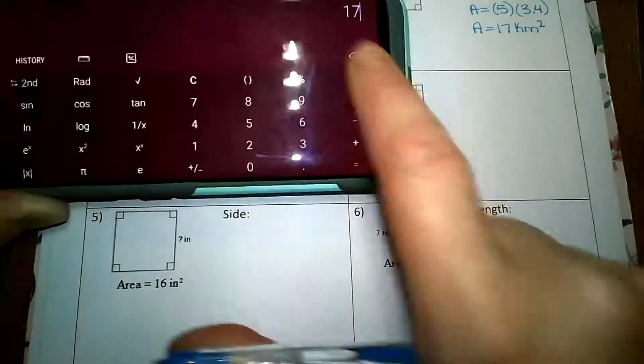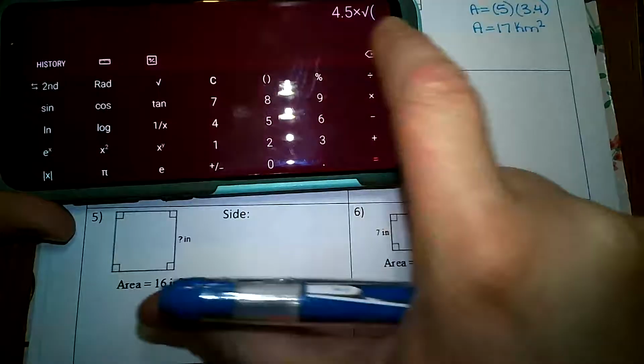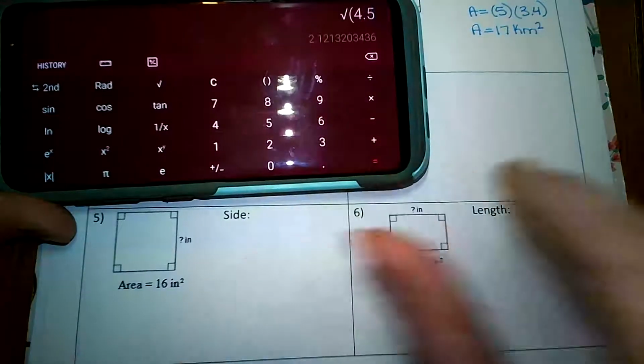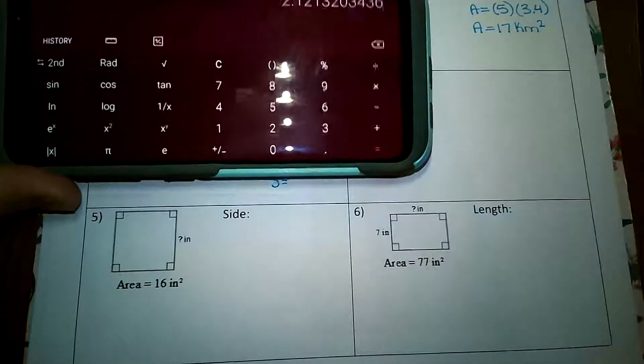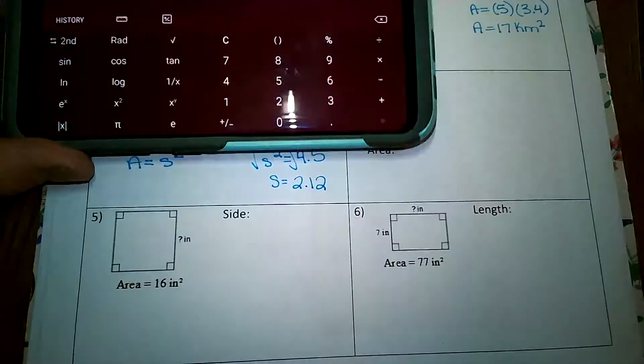Okay, so 4.5 square root. Oh, try again. Square root of 4.5. A little more advanced than I thought. All right, so I've got 2.12132, blah, blah, blah. Very long decimal. So about 2.12.